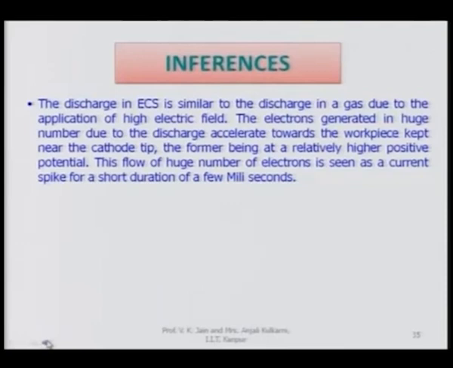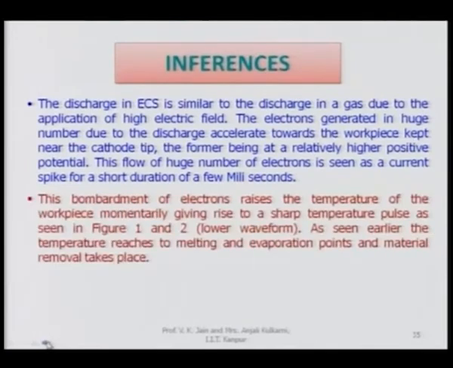The electrons generated in huge number due to the discharge accelerate towards the workpiece kept near the cathode tip, the former being at a relatively higher positive potential. This flow of huge number of electrons is seen as a current spike for a short duration of a few milliseconds. This bombardment of electrons raises the temperature of the workpiece momentarily, giving rise to a sharp temperature pulse as seen in the figure in the earlier slide. As seen earlier, the temperature reaches melting and evaporation points and material removal takes place due to the melting as well as evaporation.